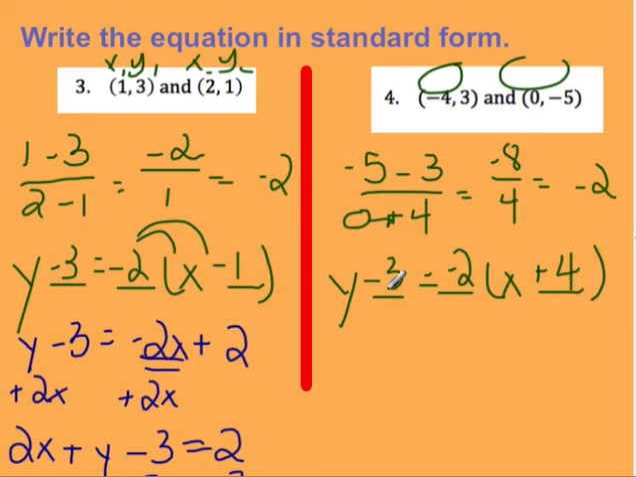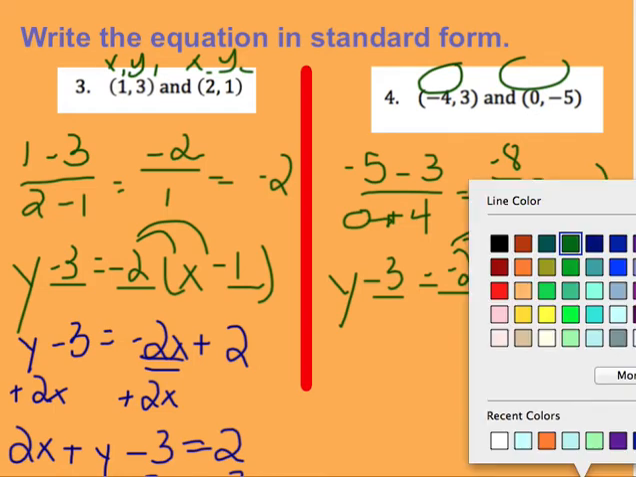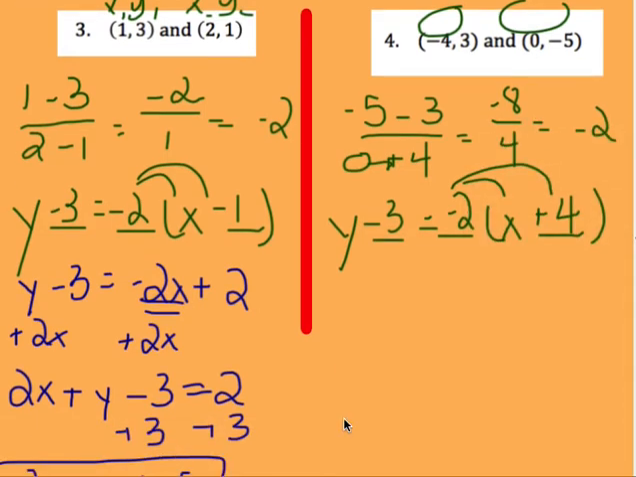It doesn't matter which point you pick. When you solve it out, it'll turn out to be the same thing. If you don't believe me, try the other one on your own. See if you get the same answer. So we're going to start and we're going to take that negative 2 and distribute it in. So then we get y minus 3 is equal to negative 2 times x, which is negative 2x, negative 2 times 4, which is negative 8.